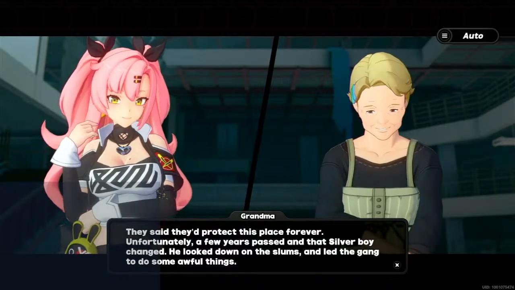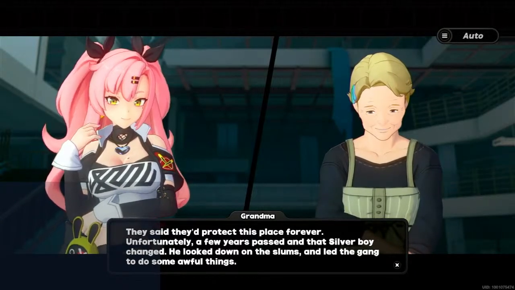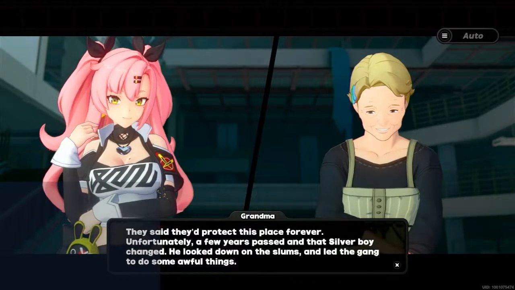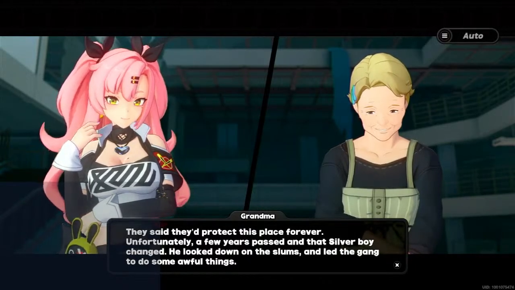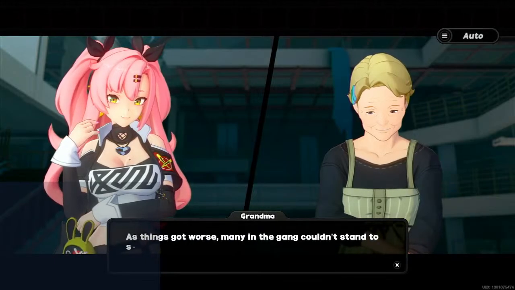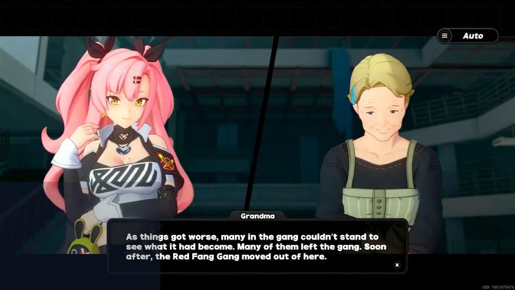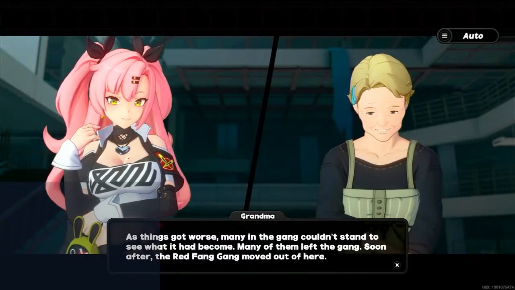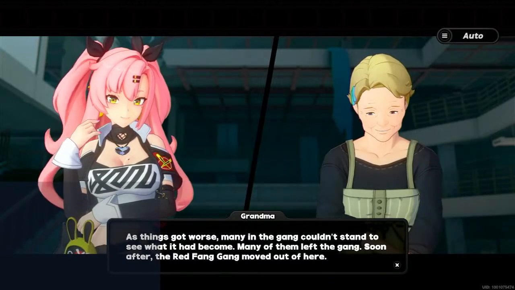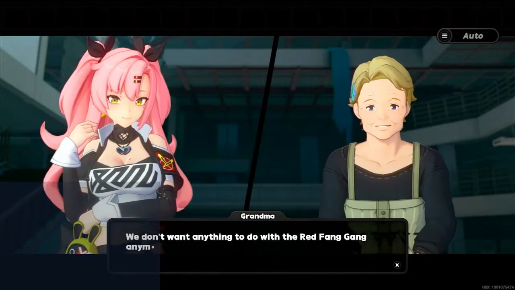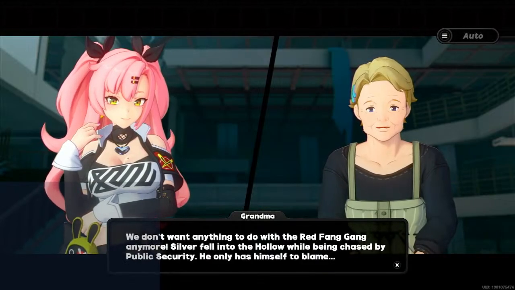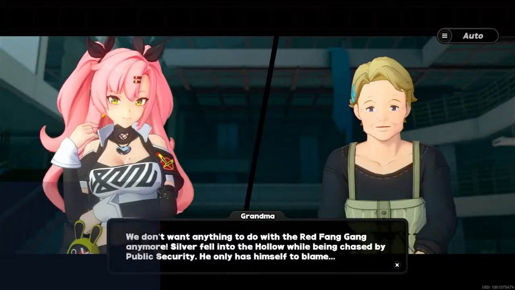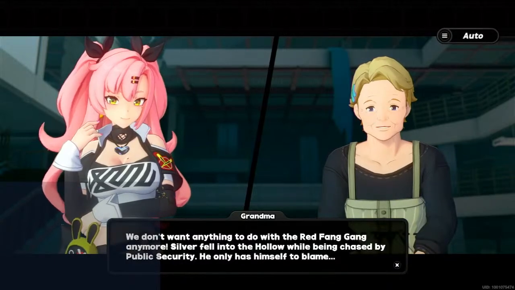Unfortunately, a few years passed, and that Silver Boy changed. He looked down on the slums and led the gang to do some awful things. As things got worse, many in the gang couldn't stand to see what it had become. Soon after, the Red Fang Gang moved out of here. We don't want anything to do with the Red Fang Gang anymore. Silver fell into the Hollow while being chased by public security. He only has himself to blame.